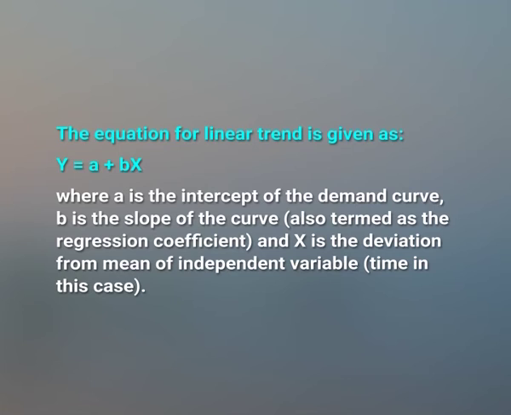The equation for the linear trend is given as y is equal to a plus bx, where a is the intercept of the demand curve, b is the slope of the curve, which is also termed as the regression coefficient, and x is the deviation from mean of independent variable, that is time in this case.